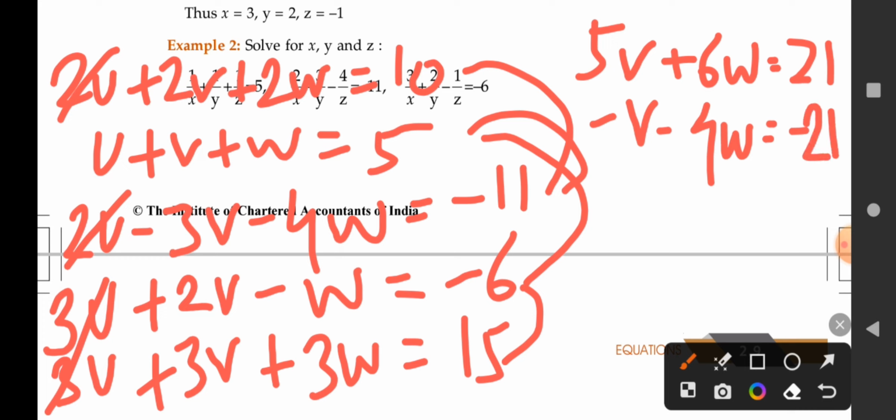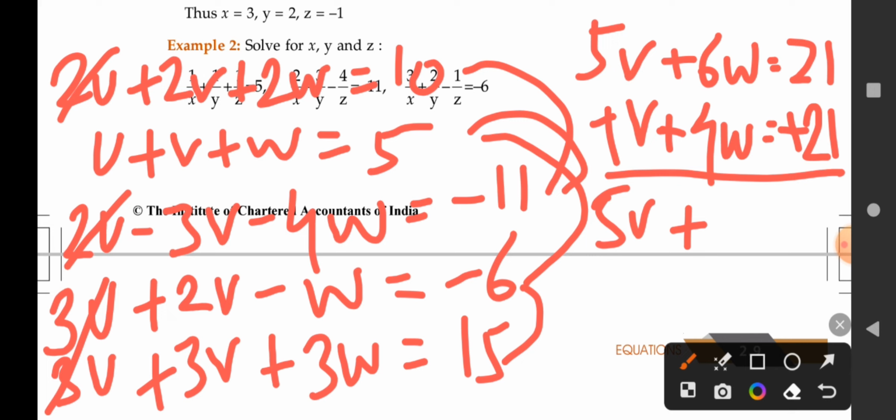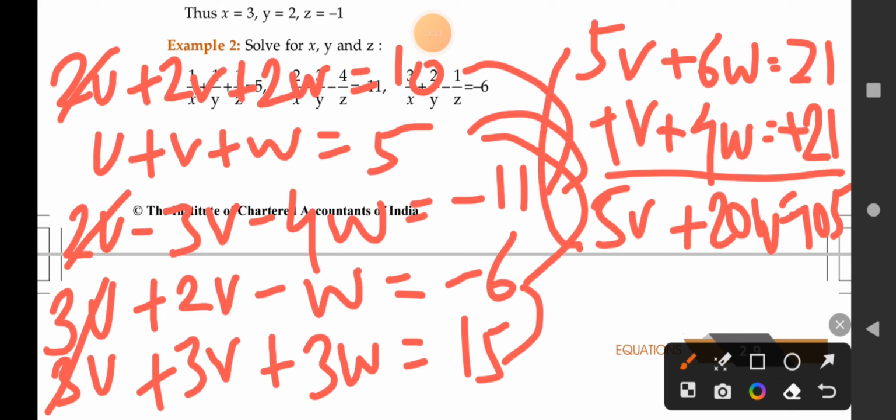So cancel all the minus sign. Everything becomes plus, right? Now multiply the second equation with 5. You have 5v plus 5 into 4, 20w is equals to 21 into 5 becomes 105. Okay, 105, right?